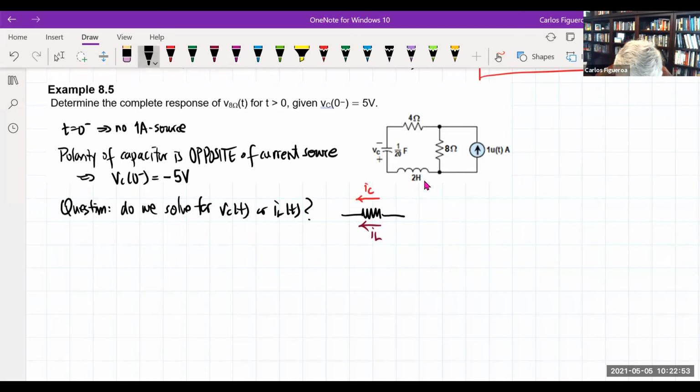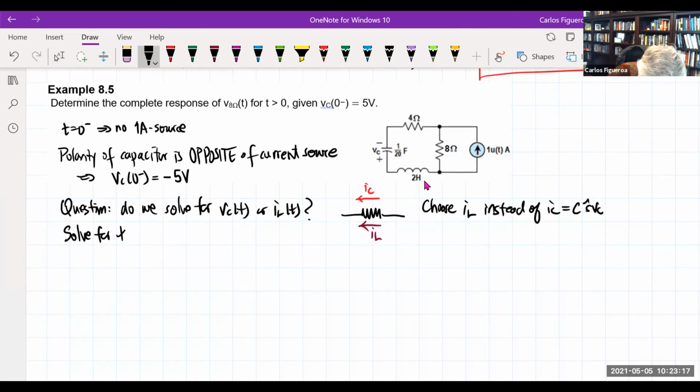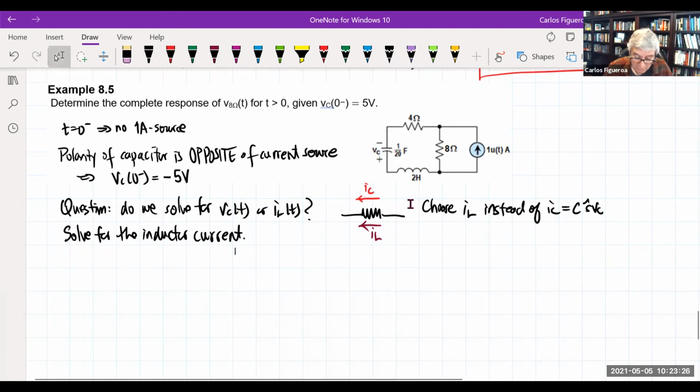I would say choose IL instead of IC, because IC requires you to take the derivative of the capacitor, and that's messy. So I would not do that. I would pick the inductor. So what I'm going to say then is solve for the inductor current. So that's what we'll do. Let's go look at that.